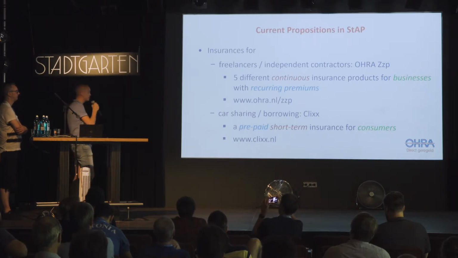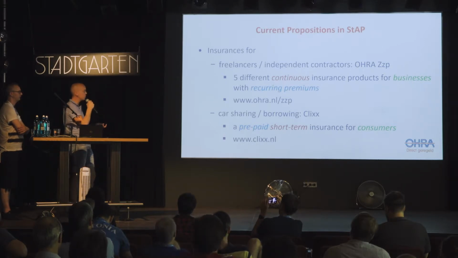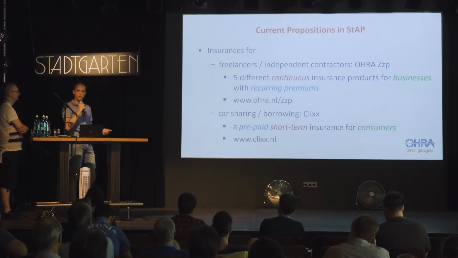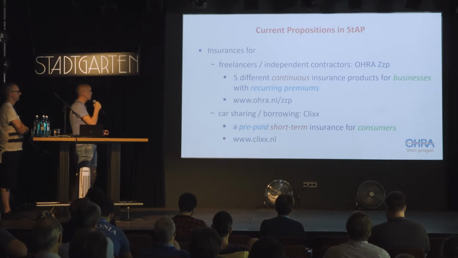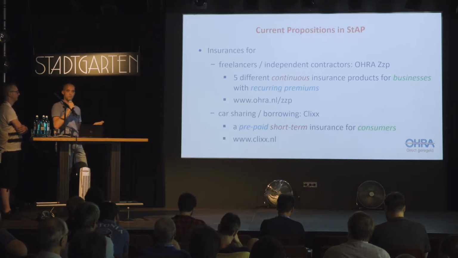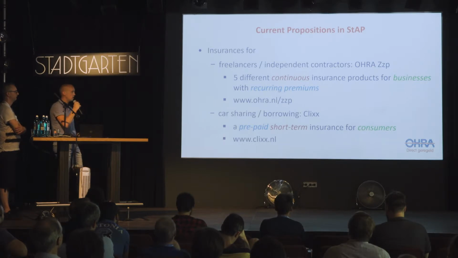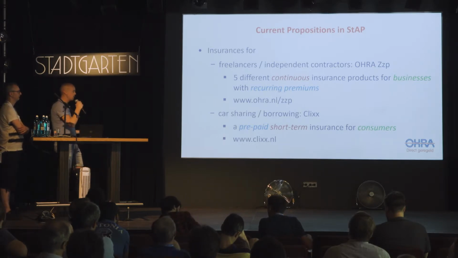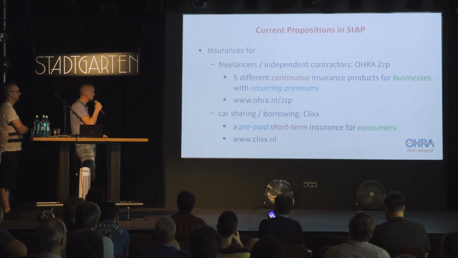Then our current propositions we have running right now. The first one is OHRA ZZP. ZZP is a Dutch acronym which stands for a freelancer or independent contractor. This was our first proposition. It actually contains 4 insurance products, and we started building this in December 2017. We went live with it in July 2018, so 6 or 7 months.